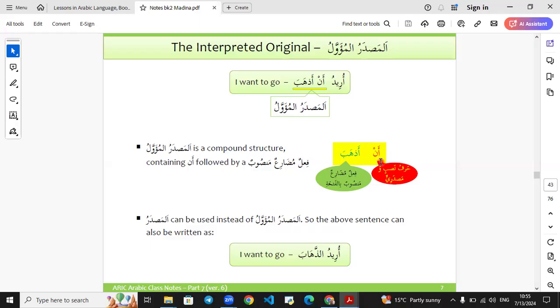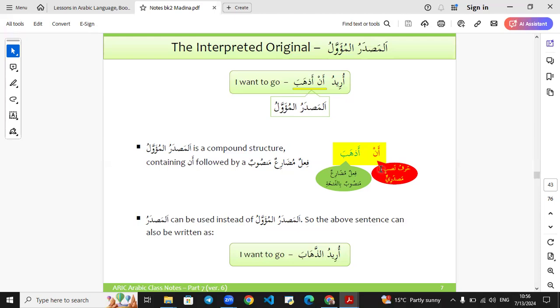An, alif, hamza, fatha, and nun with sukun. An. Usually we use this in verbs. We use an with verbs. This is fi'l mudari. So let's have a closer look at what's happening here.